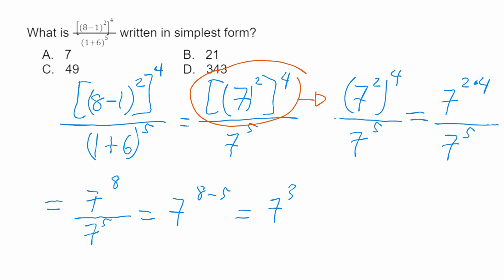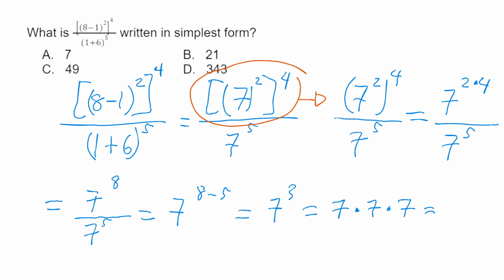Also, take note, 7 raised to 3 is kind of small, right? I mean, we will just do what? 7 times 7 times 7. Okay, so what is 7 times 7? That's going to be what? 49. Okay, 49 times 7.